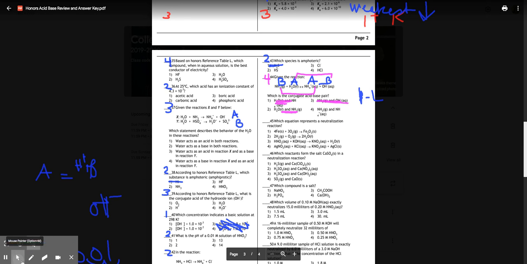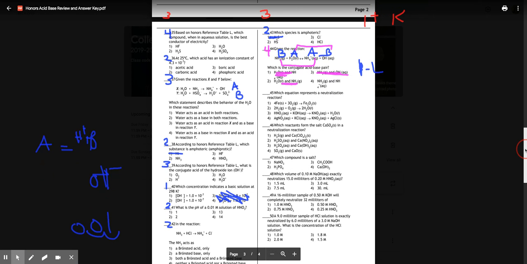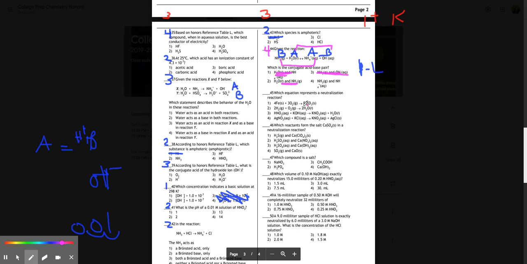Neutralization, that's acid plus base yields salt plus water. So I don't see an acid here, or here, or here. Boom, answer, choice 3. Which reactants form the salt? CaSO4. So that means that's a product. CaSO4 is a product. And we'd have HOH or H2O.